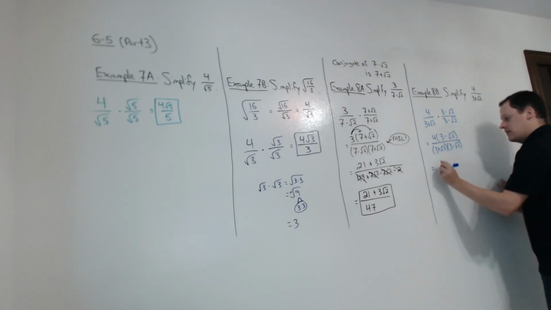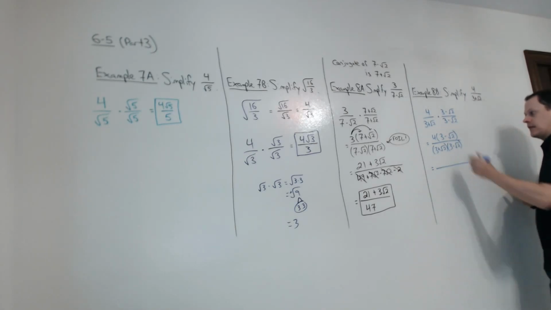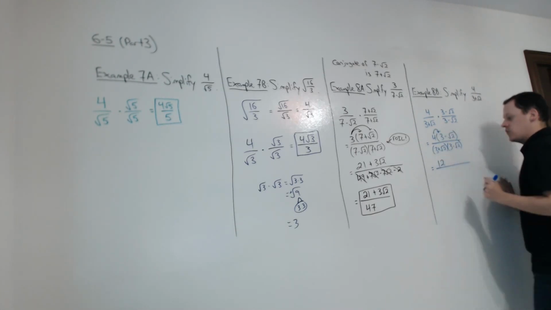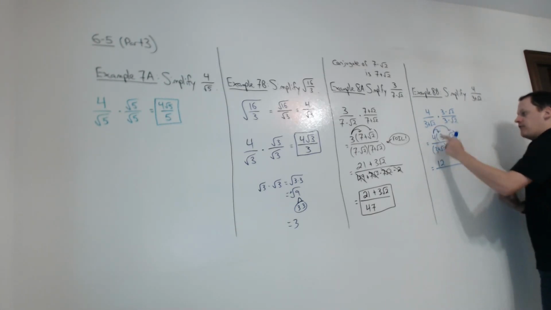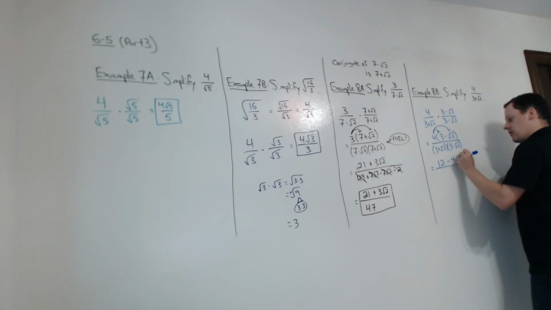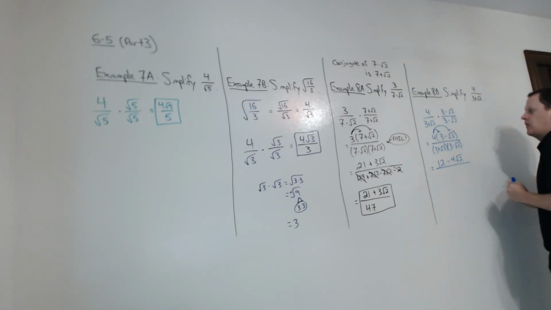All right. Let's tackle this. On the top, we distribute. 4 times 3 is 12. 4 times negative square root of 2, we smush that together, that's negative 4 square root of 2. So that's what's on top.